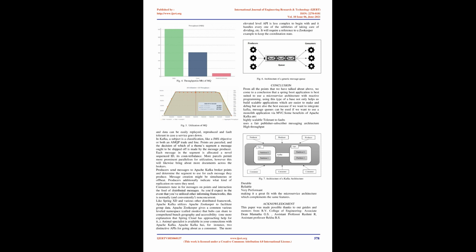IJERT 10 is 060137. www.ijert.org 578. This work is licensed under a Creative Commons Attribution 4.0 International License. Published by http://www.ijert.org International Journal of Engineering Research and Technology, IJERT, ISSN 2278-0181, Volume 10 Issue 06, June 2021.